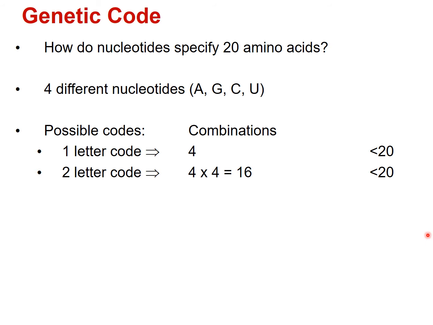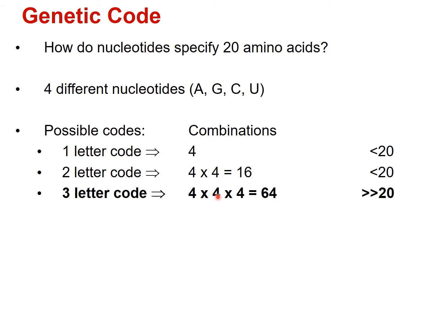If the code is 2 letters, well, at each position you could have any of the 4 letters. At the first position and the second position you can have any of the 4 letters. They are independent of each other, so you just simply multiply at each position. You have 4 times 4, which gives 16 total combinations. Again, that's less than 20. That's clearly not going to do it.